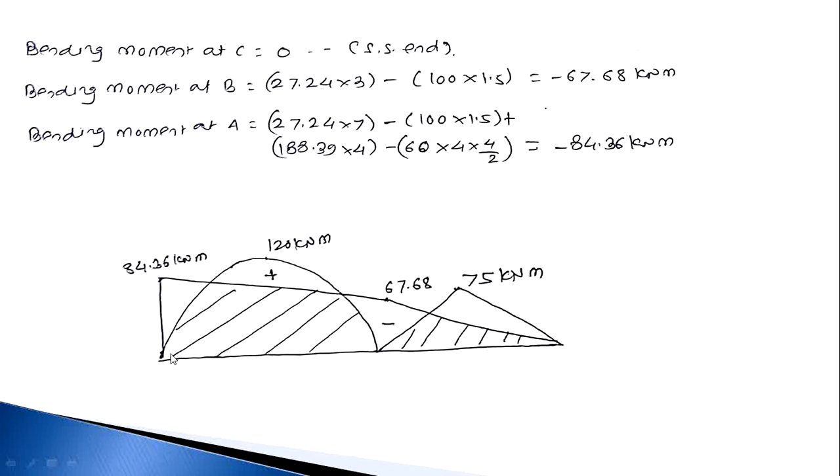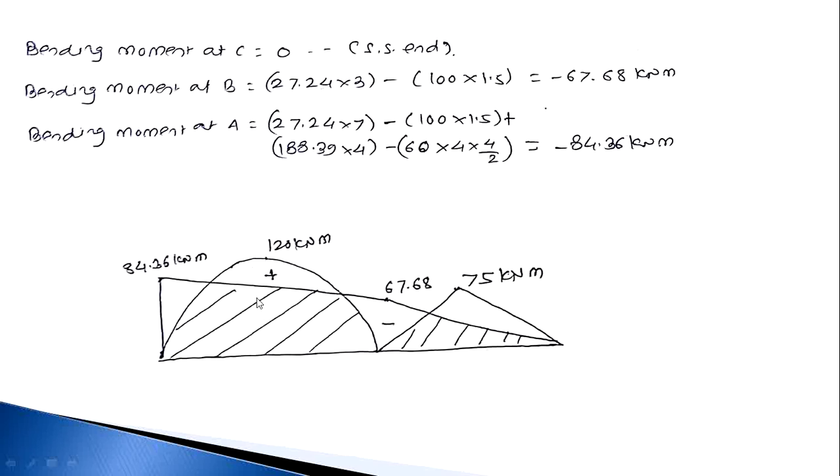Then calculate the free moment. Free moment for a simply supported beam carrying a UDL over the entire span: the maximum bending moment becomes WL square by 8, that is 120 kilonewton meter. For a beam carrying a point load at the midspan, the maximum bending moment is WL by 4, and the value becomes 75 kilonewton meter. So first draw the free bending moment diagram for this AB and BC portion, and these are positive values. Then draw the support moments: at point C it is 0, at point B 67.68 and at point A 84.36. These are negative values. So join all points.